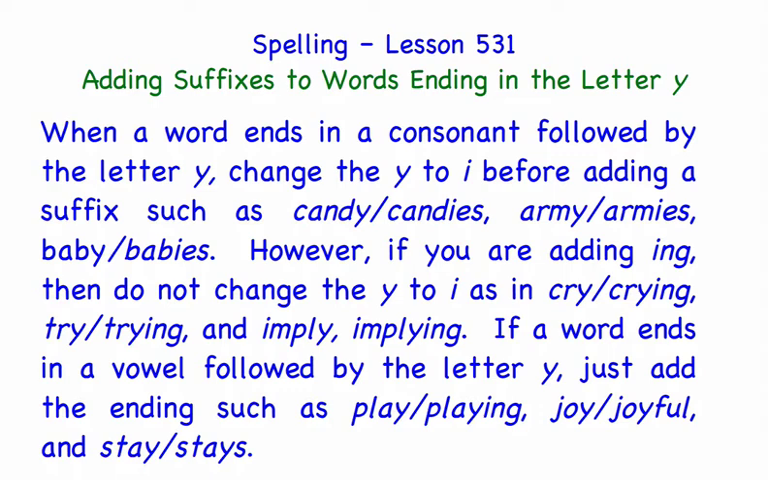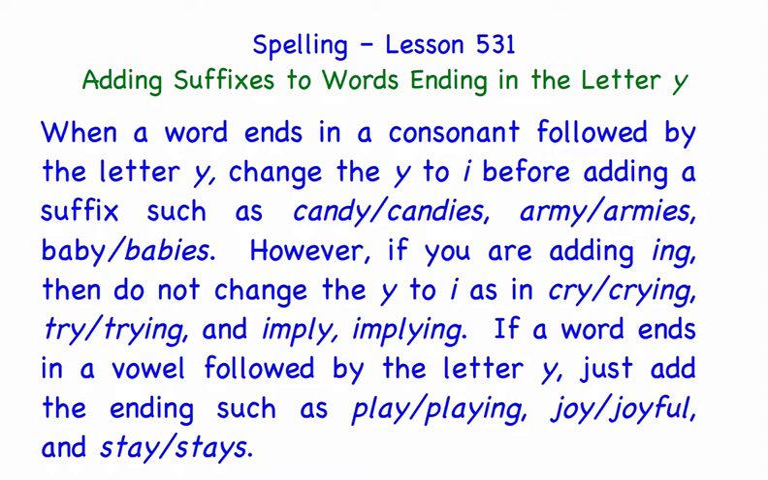So we have the word candy ending in dy. That's a consonant plus Y. In that instance, you would change the Y to I and then add the suffix. Same with army. We have a consonant M followed by Y. So if we're going to add a suffix to that, then we change the Y to I, as in the word armies. And look at the word baby. We have the word ending in a consonant B plus Y. When that happens, change the Y to I and then add the ending, as in babies.